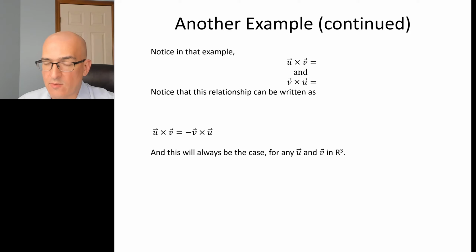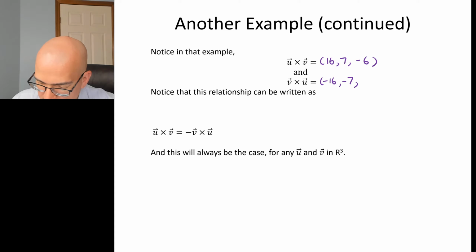So I'm going to write down what our results were. U cross v, we got 16, 7, negative 6. And v cross u, we got negative 16, negative 7, positive 6. And this is, again, not an accident. It's not a fluke. It's not something that just happened this one time and it's not going to happen again. It's always going to happen that u cross v is equal to the negative of v cross u. So any vectors in R3 will have this nice property.